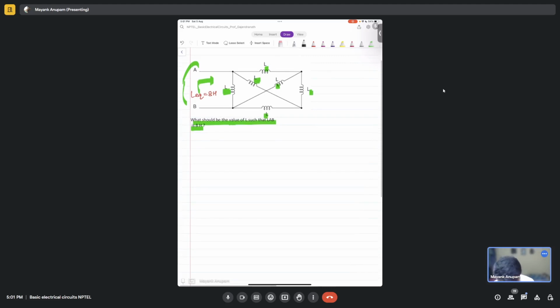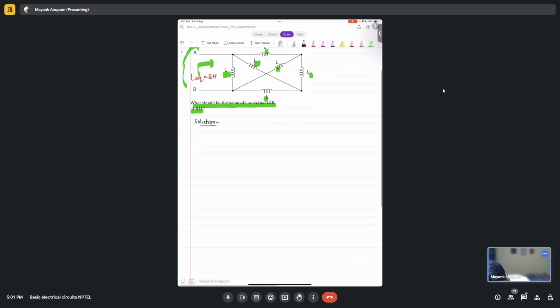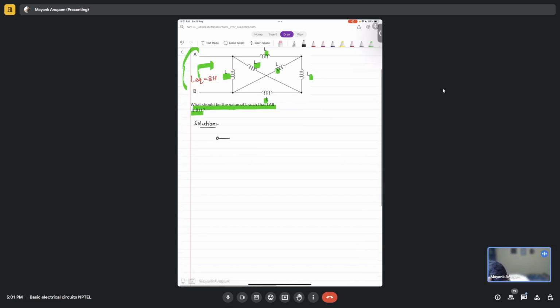Fine. So tell me, what should I do here? We already solved one question like this. The first step should be to connect a voltage source, V test, between A and B, and then we have the whole network, right?